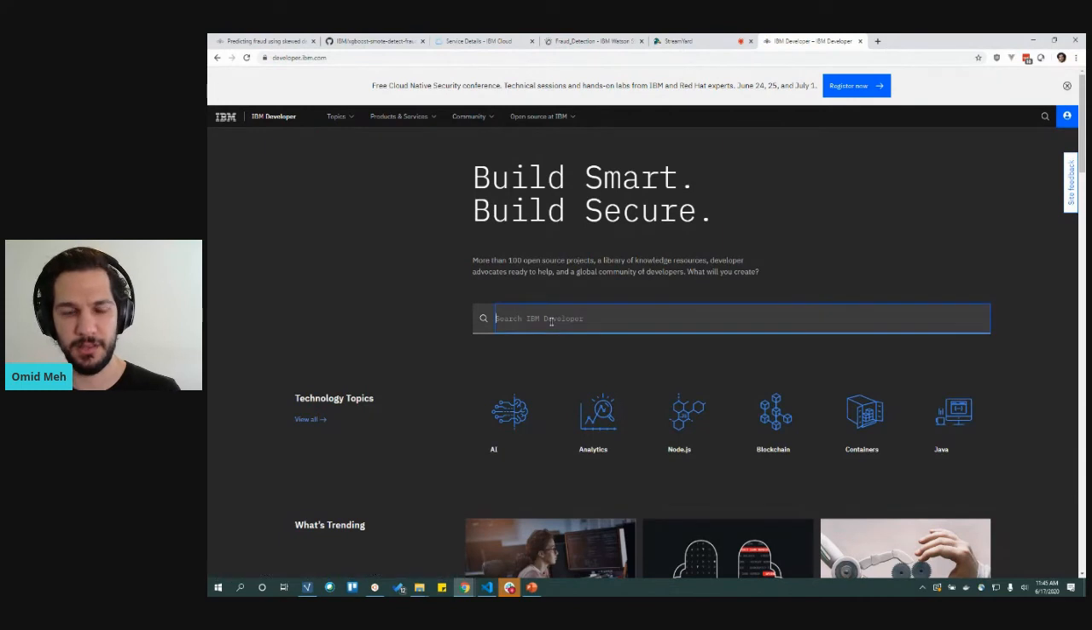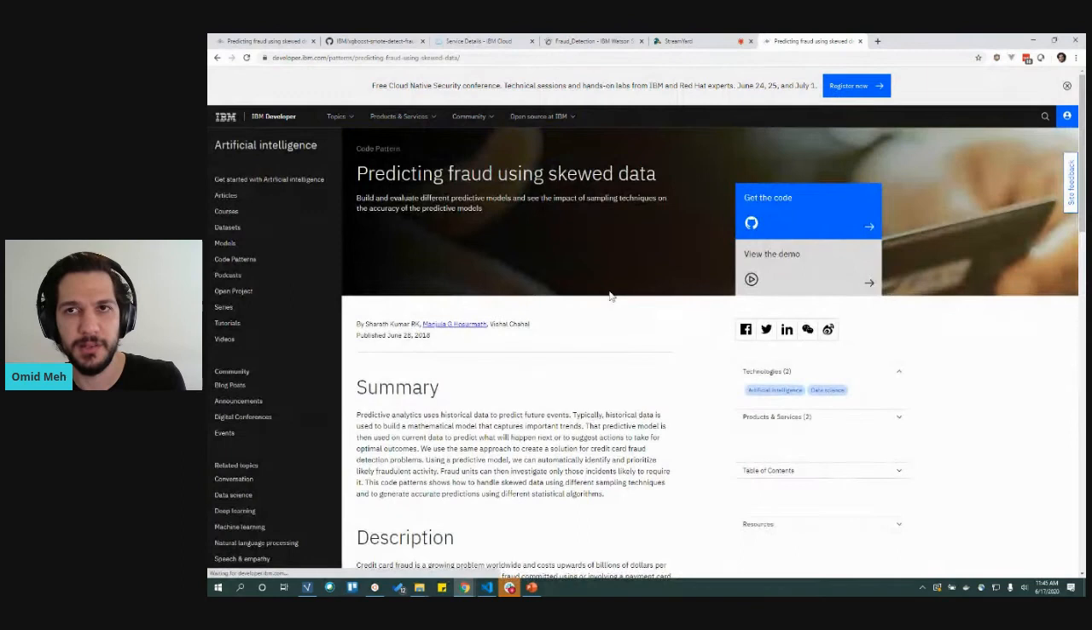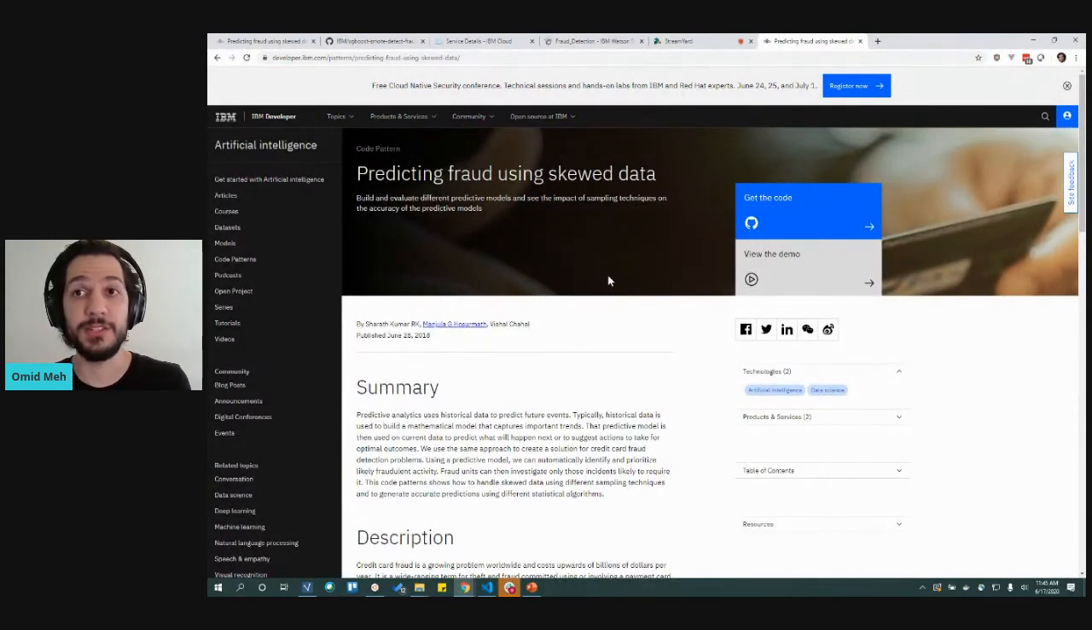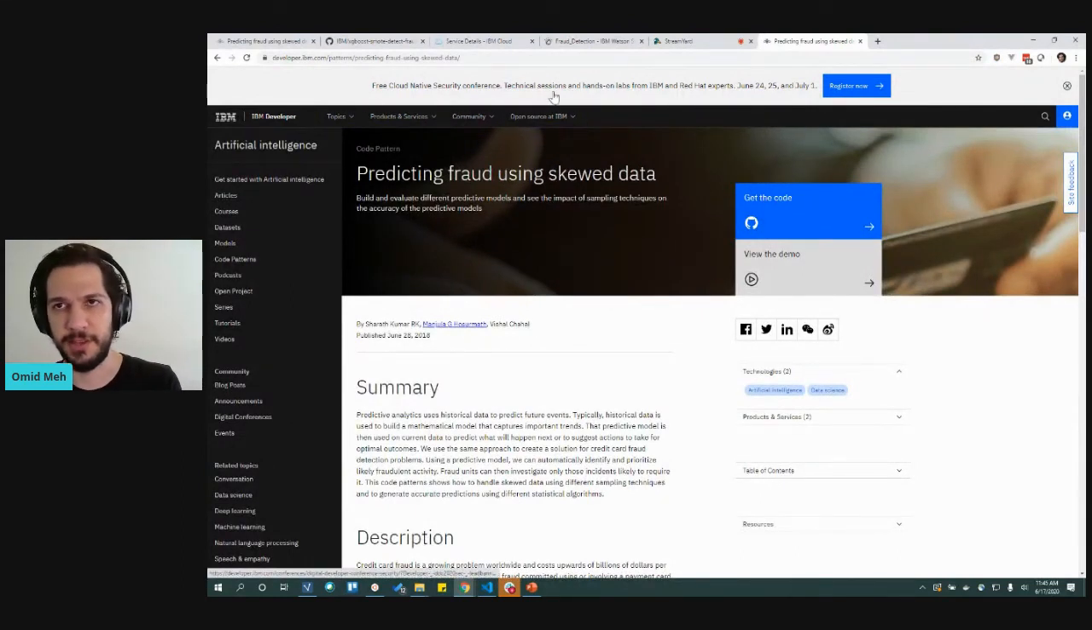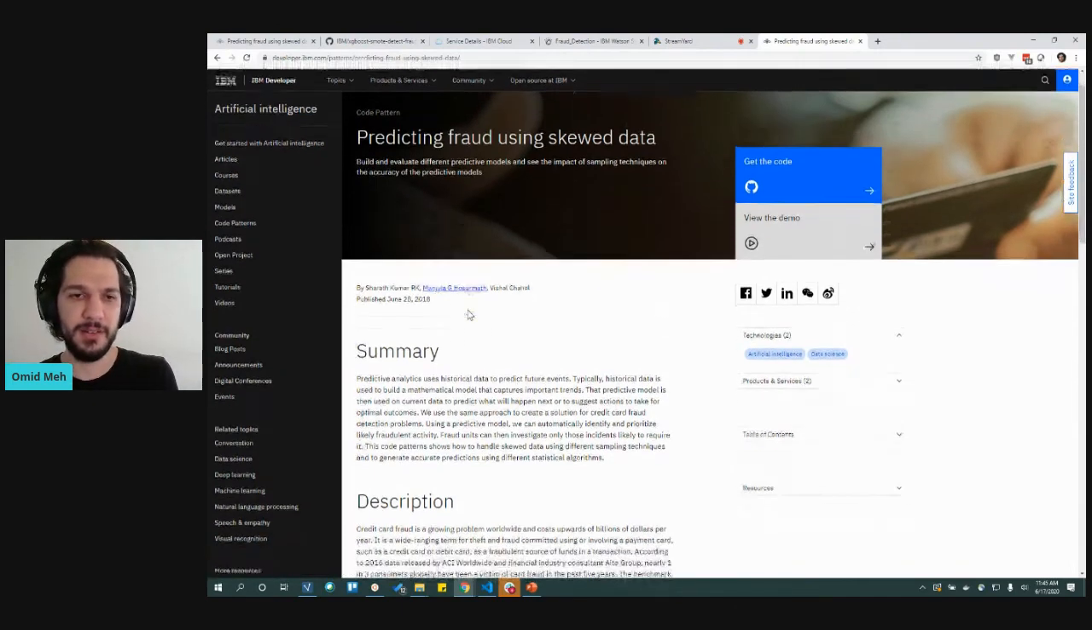Developer.ibm.com, and then let's just search for skewed data. And there you go. First one is the right one. You can just open it up. Also, hint, the security conference I talked about has a banner up here. Definitely register. So here's the code pattern.